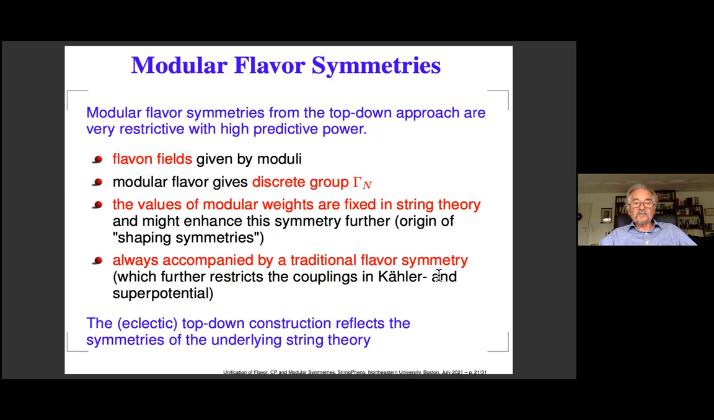If we have the modular flavor symmetries, of course, we need flavon fields. The flavon fields to break the group are given by the moduli, at least part of them. The modular flavor group is given by the string theory. But the string theory also tells you the representation and also the modular weights which appear. And in fact, depending on the modular weights, you will have an enhancement to further symmetries. And the discrete group which we have here is always accompanied by a traditional flavor group. And that, of course, further restricts the couplings, Kähler and superpotential.